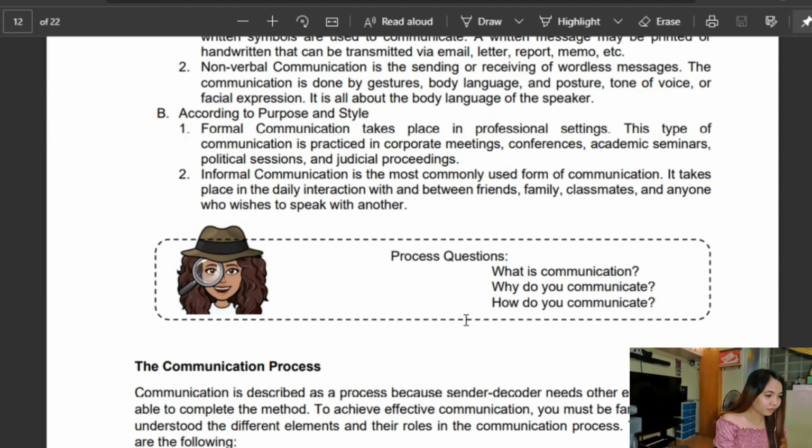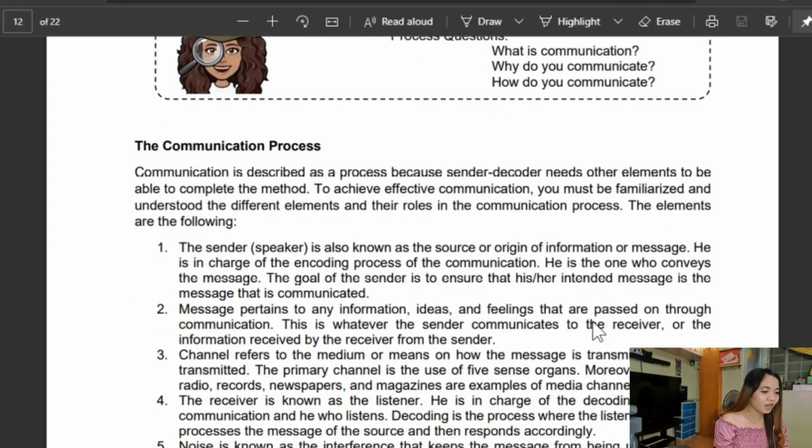Okay, so here are the process questions. You'll be answering these in your module. What is communication? Why do you communicate? And how do you communicate? For why do you communicate, you state the purpose of communication. Why is it important for you to communicate? And with how do you communicate, you have to tell us the different ways on how you communicate with other people. It may be either through chat, through verbal or non-verbal interaction, and so on.